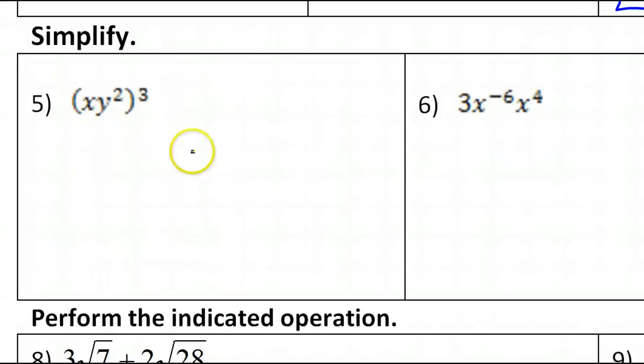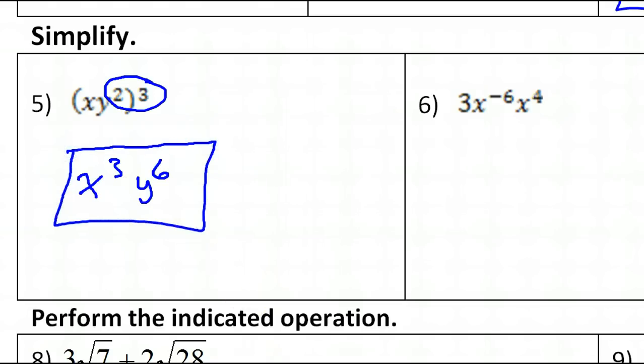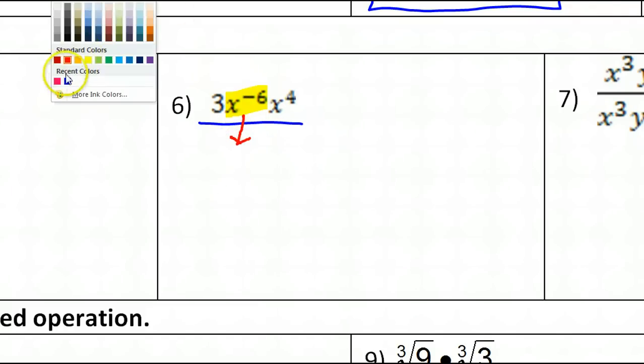Number 5. For number 5, we just need to do the 3rd power to both of these things on the inside. So this will become x to the 3rd power. Now when you raise a power to a power, you multiply. So this will be y to the 6th power. Now looking at number 6, I see that negative exponent, and we've learned that anytime you see a negative exponent, that means you're on the wrong side of the fraction line. So that is going to have to drop down.